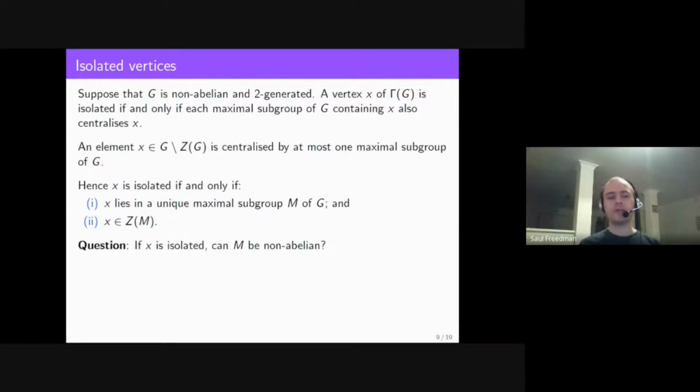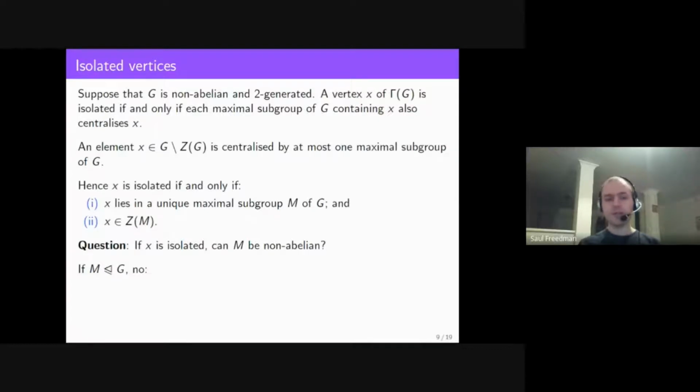So a question that I'm very interested in related to all this is the following. If the vertex X is isolated, can this maximal subgroup M be non-abelian? I do not know the answer to this question in general, and I certainly don't know any examples where M is non-abelian. But what I can say is that if M is a normal subgroup of G, then M cannot be non-abelian. It must be abelian.